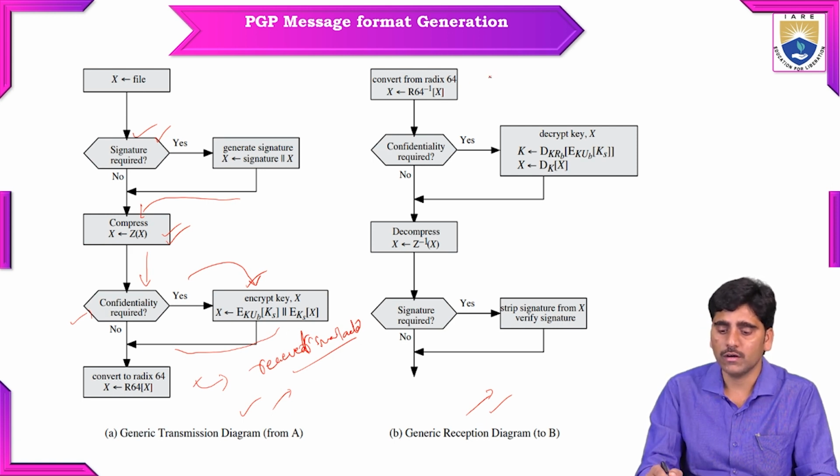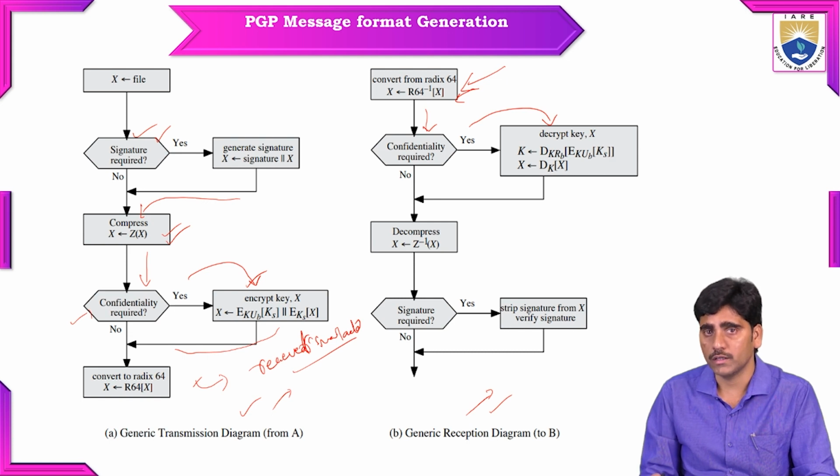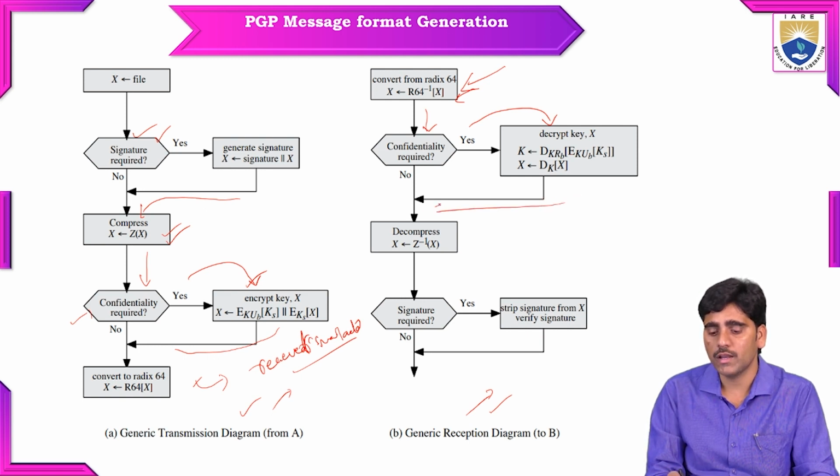So after receiving at the receiver side, what does the receiver have to do? After it is sent to the receiver's mail address, what does the receiver have to do to open that file? He can convert it from radix 64 to the normal form. Next, if the file is confidential, then it has to be decrypted with the help of the decrypt key. The key is applied, and after applying the key, the file is decrypted.